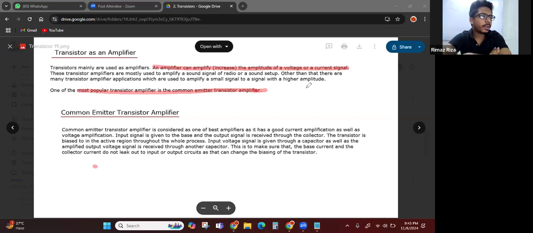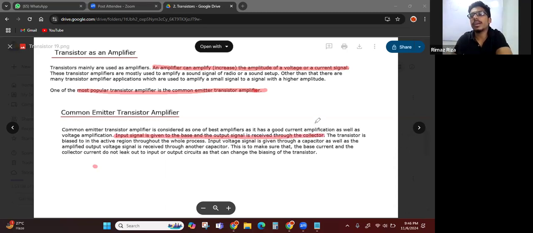Okay, so the common emitter transistor amplifier is considered one of the best amplifiers as it has good current amplification as well as voltage amplification. Input signal is given to the base and the output signal is recovered through the collector.